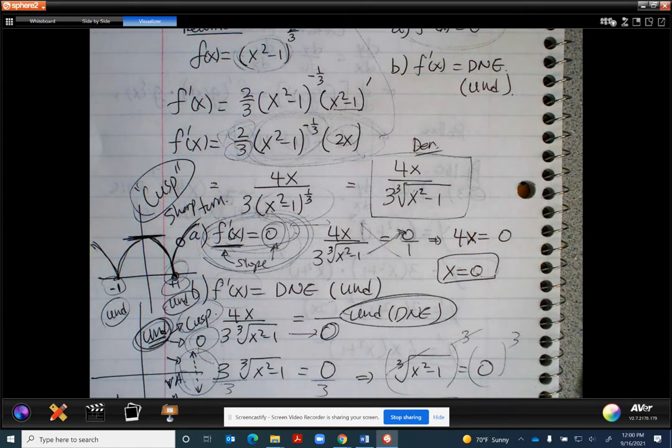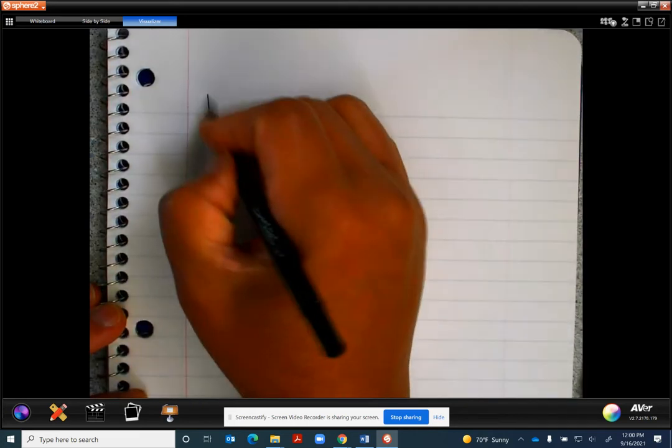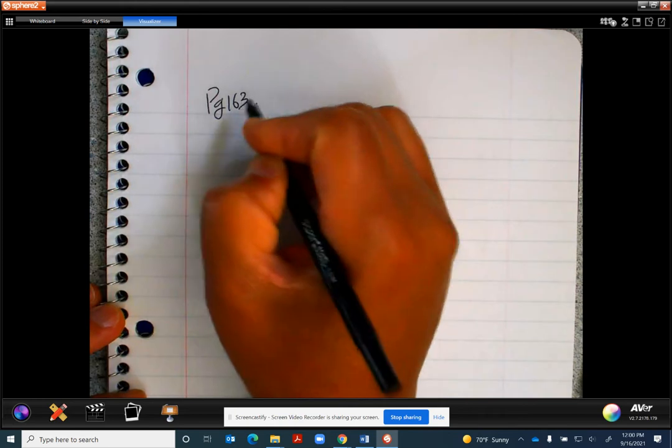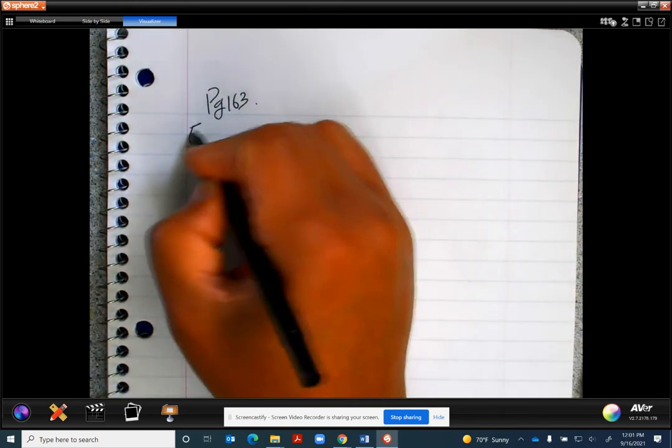All right, our next example will be using multiple chain rules. So we're going to apply chain rules multiple times. For that one, we turn to page 163. This is example 12.